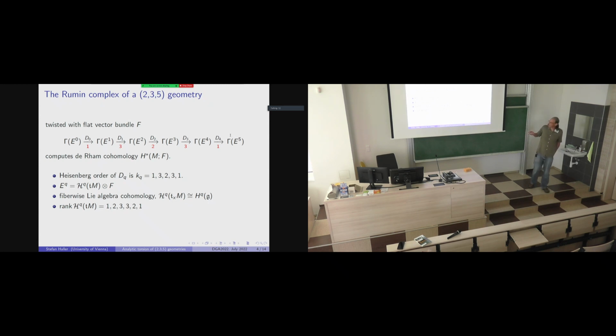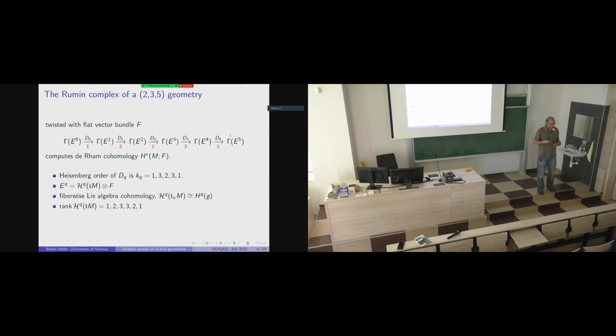The ranks of the fiber-wise Lie algebra cohomology are 1, 2, 3, 3, 2, and 1, so it's considerably smaller than the de Rham complex, which would have ranks 1, 5, 10, 10, 5, and 1. So what would we like to do?